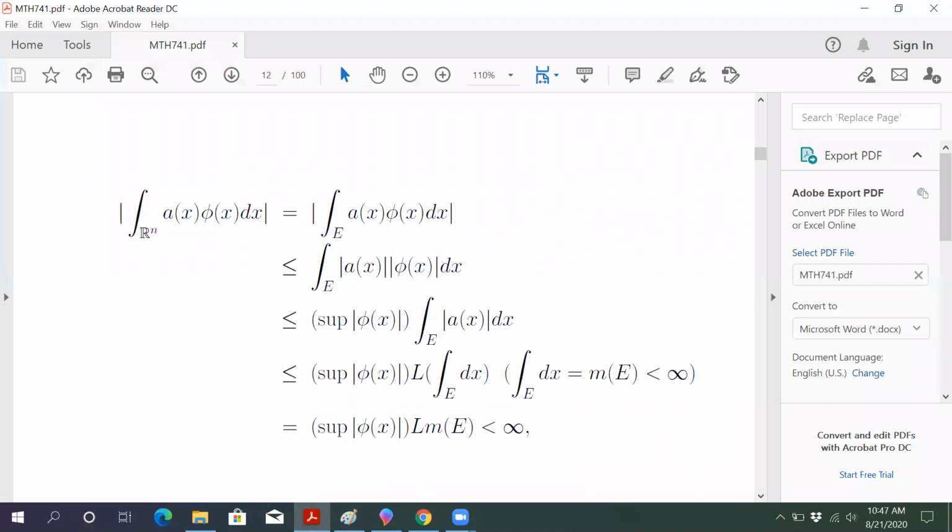Okay. So we are going to explain why we have this. Look at your line 2. So we have here the integral of the absolute value of a(x) times the absolute value of phi(x) dx on E. Okay, we want to show that this is less than sup.